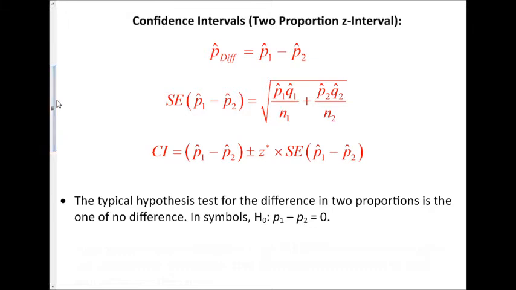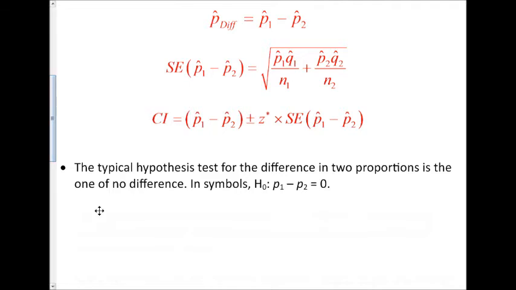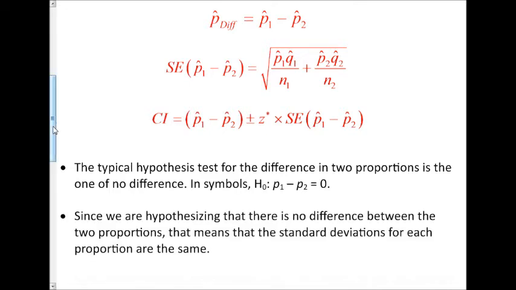Now, the typical hypothesis test for the difference in two proportions is again that there is no change. Remember, your null hypothesis is that nothing has changed. So that would mean between the two groups there is no change. Sometimes they write this as P1 equals P2. Sometimes they'll write this as P1 minus P2 equals 0. But again, it's always important that you define what each of those values stand for.